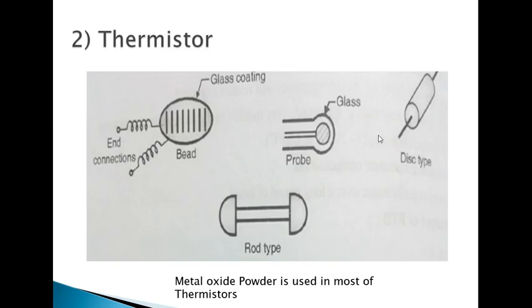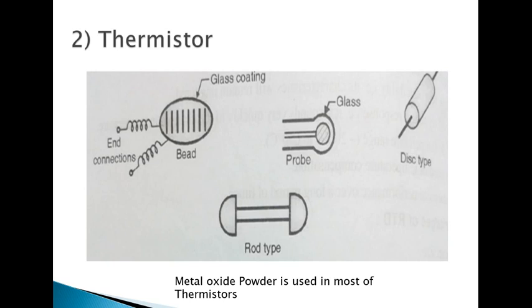The next is the thermistor. So what is the difference between the PRT and this thermistor? Most thermistor material is a semiconductor material. In the case of a PRT, platinum is a metal, so the resistance of that PRT or RTD will increase with a change in temperature. So that is having a positive temperature coefficient of resistance.